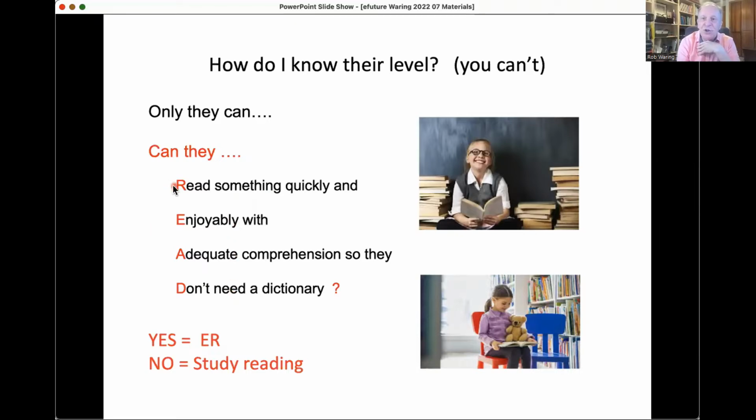And teaching your students this acronym, READ. Teach your students to think about this. Remind them when they're choosing books, are you reading, students? READ. What was R? What was E? What was A? And so on. So they think and monitor what they're choosing, okay?